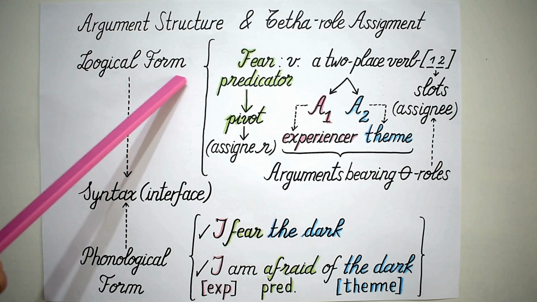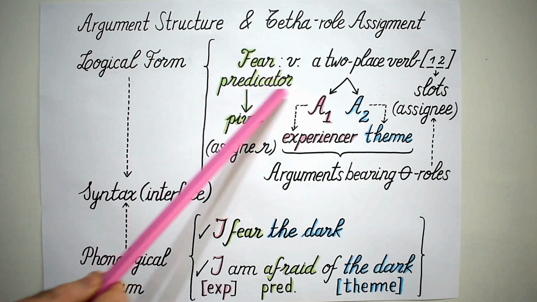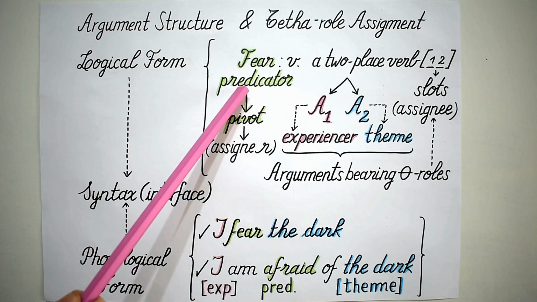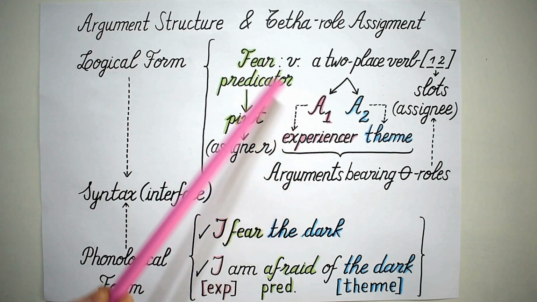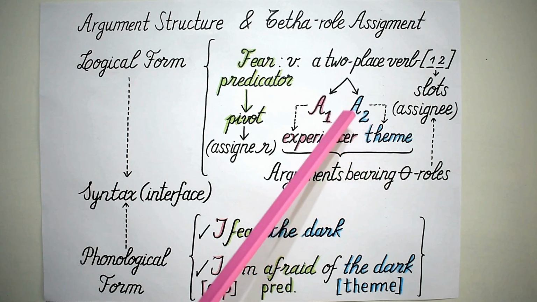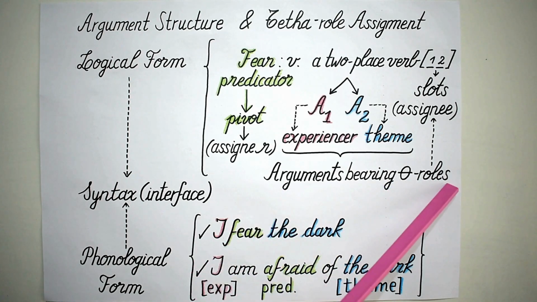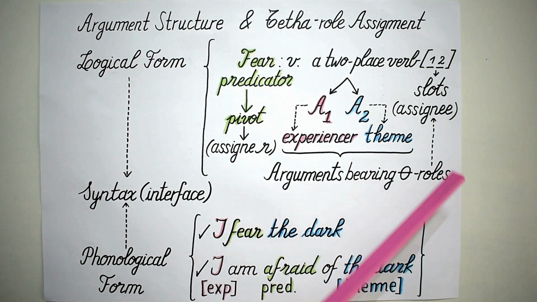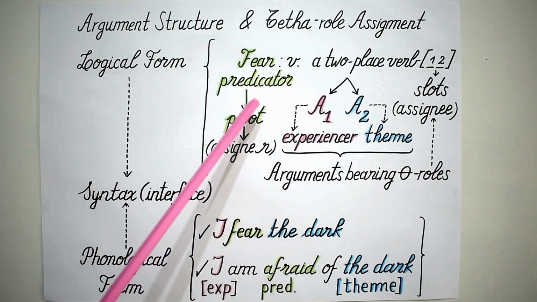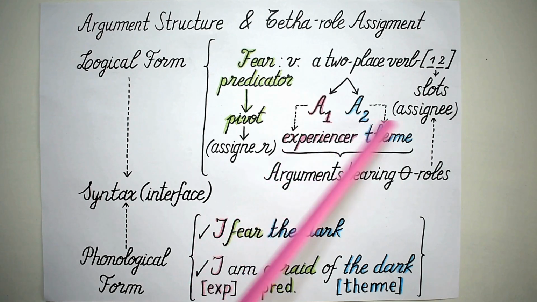So let us quickly repeat that. We have said that fear is the predicator, and basically what it's predicating is that one entity, the experiencer, is experiencing fear with respect to some object which will be the cause of such fear. Such arguments then bear a theta role. So we're going to be saying that arguments bear theta roles, and that they are in fact assigned theta roles by their predicators. So the predicator is typically the theta role assigner, and the arguments are the theta role assignees.